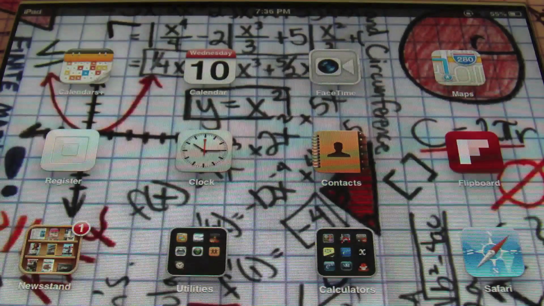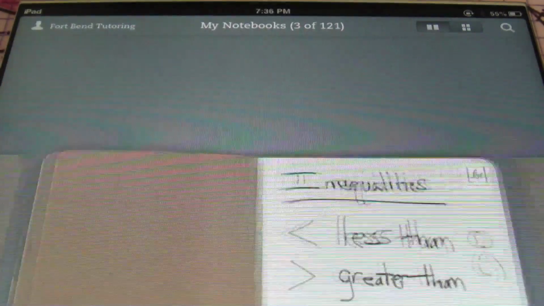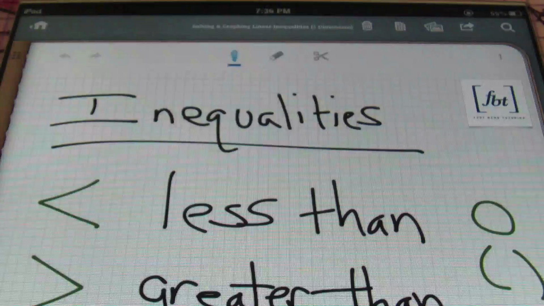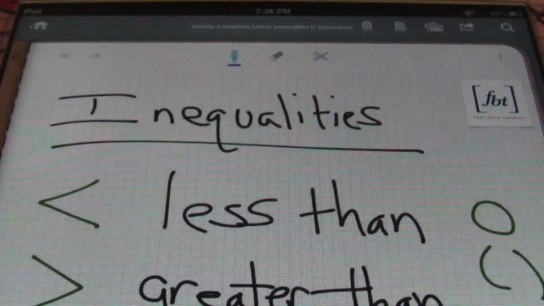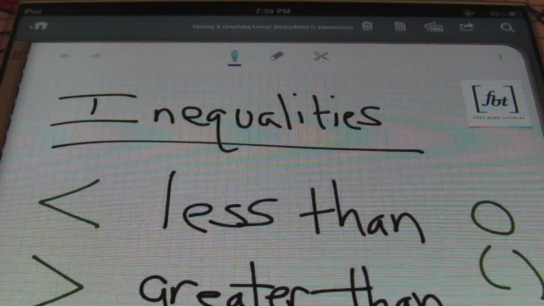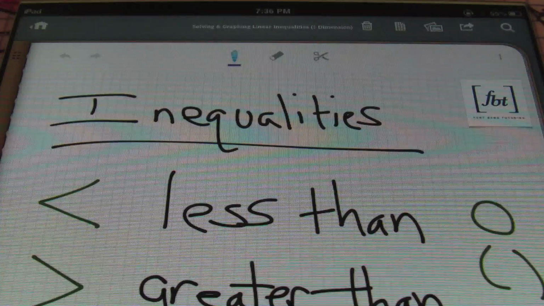Explain math to us, Mr. Whit. Hello, ladies and gentlemen. This is Mr. Witt with Fort Bend Tutoring, and today's lesson is going to be about inequalities. That's right, solving and graphing inequalities on a number line.